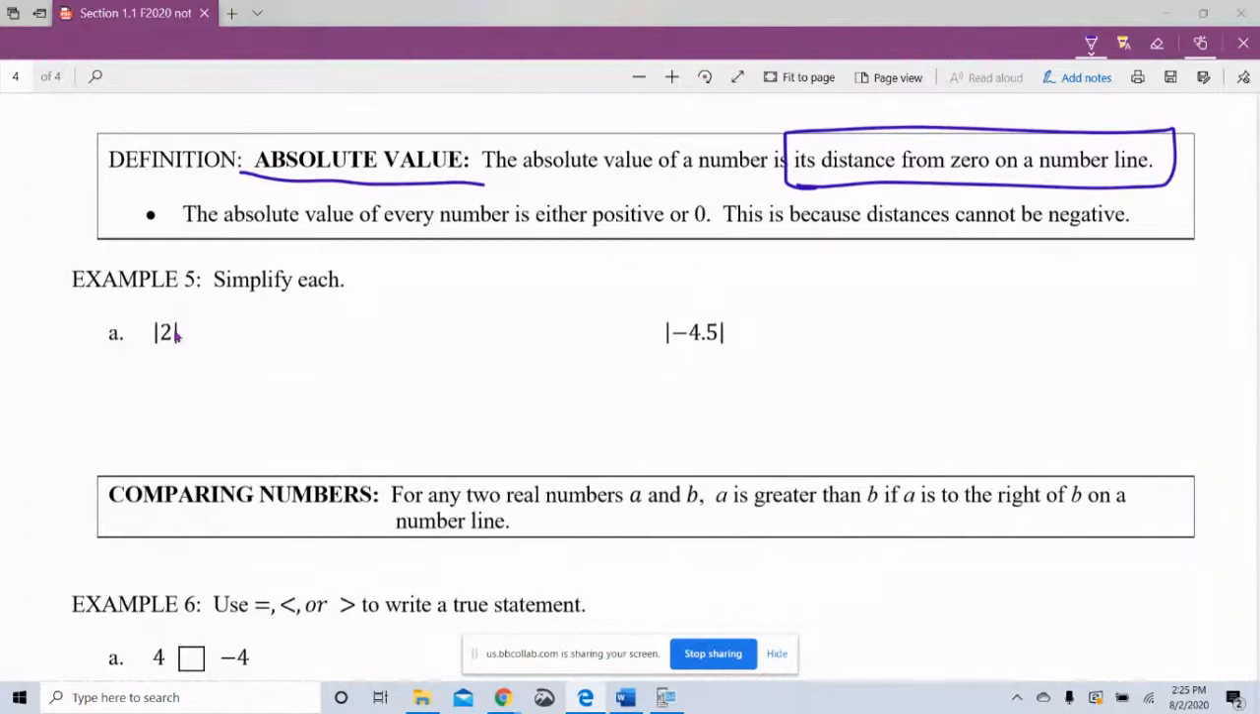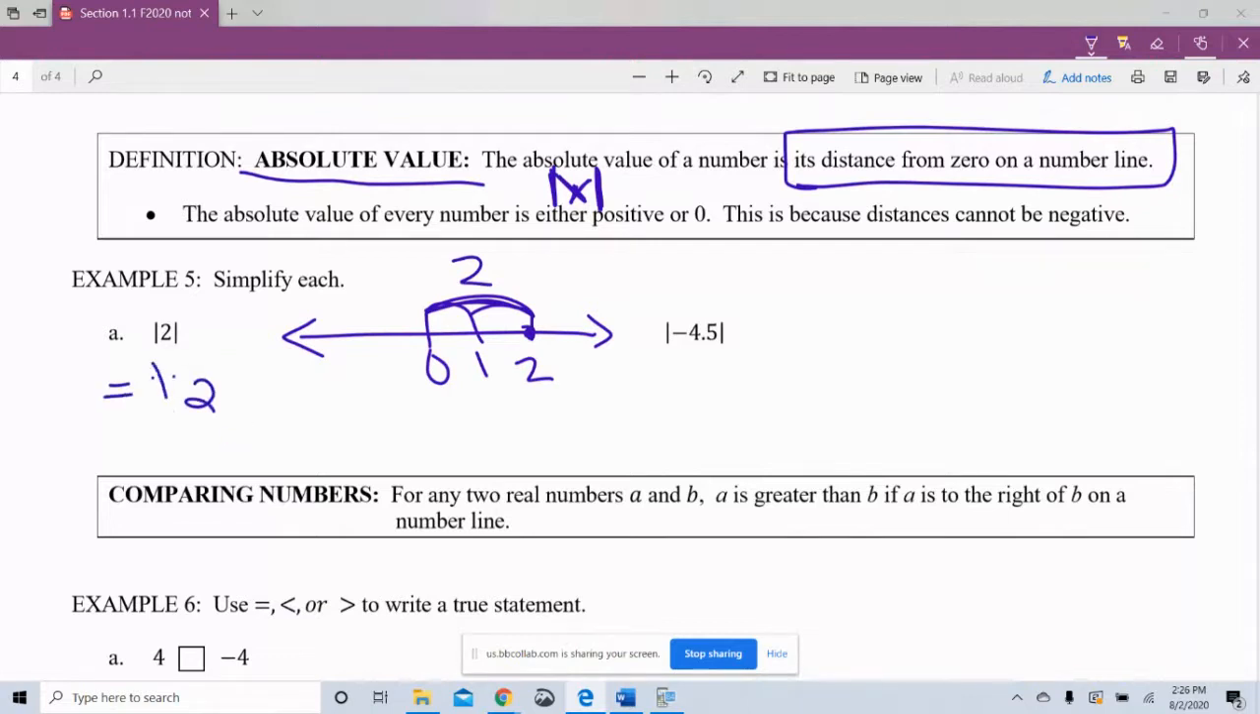So anytime you see these vertical bar brackets on either side of your number or variable or expression, and remember, absolute value will have some number inside, those are what tell you that we want the absolute value of that number. So the absolute value of 2 is the distance that 2 is away from 0 on a number line. So here's 2. From 0, it is 1, 2 units. So this distance is 2 units away from 0. So the answer here is just 2.